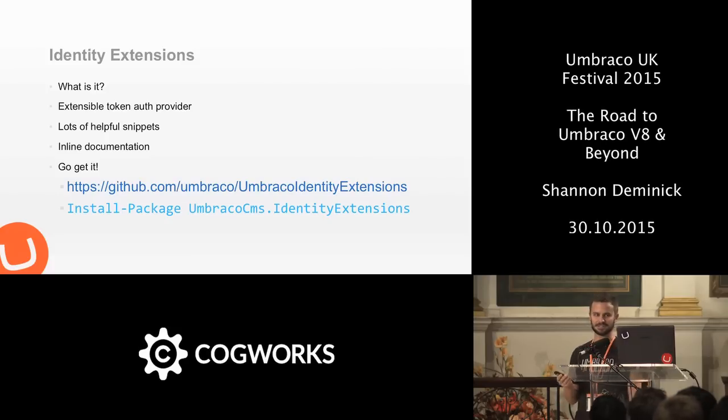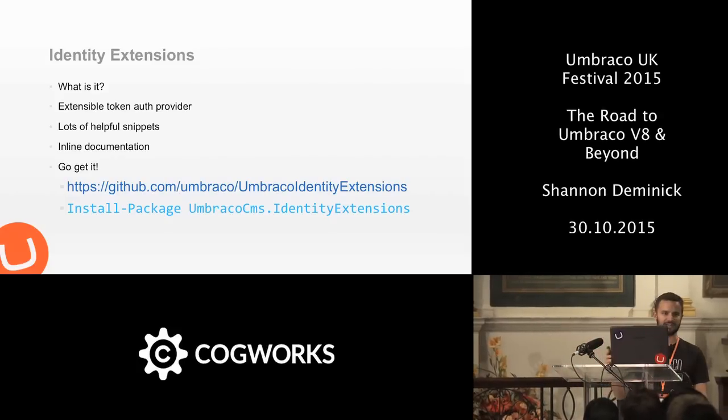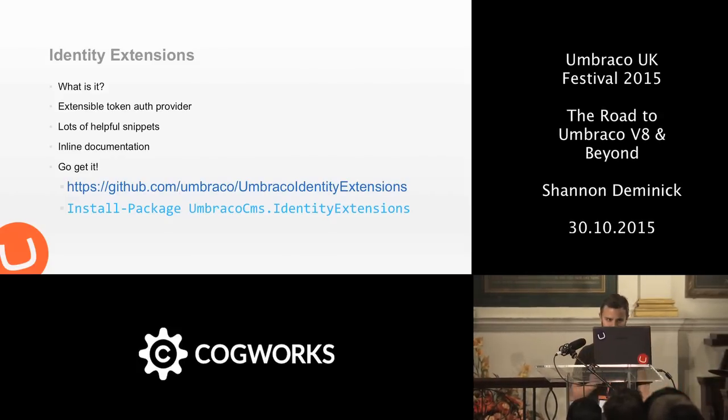Included in the package when you install it is lots of snippets. It installs a lot of code files and a lot of READMEs for you to look through, which also includes a lot of online documentation. So if you install identity extensions, it'll get you started on the road to custom authentication and authorization. That's the GitHub address there, and you can install the package via NuGet as well. Again, we released that yesterday.